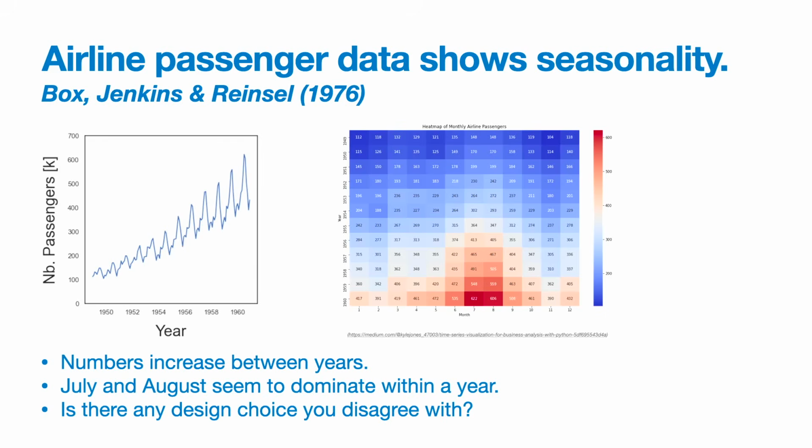Something I wanted to ask, to maybe see if you paid attention to the previous plot: is there any particular design choice in this plot, which I have stolen from the internet actually, from a Medium article? Any design choice in this heat map that you would disagree with?